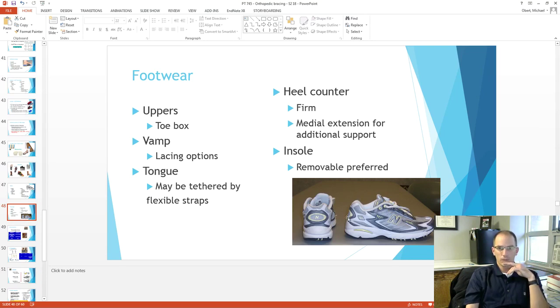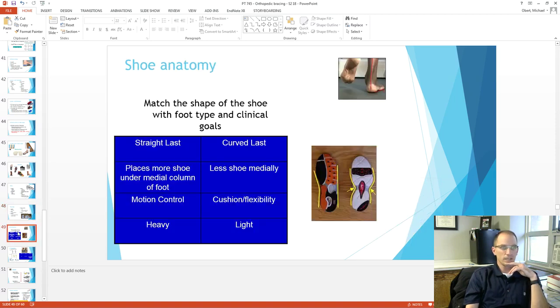We have the heel counter, which is right here. And then we have the insole. And ideally, we want to find shoes that have insoles. Unfortunately, a lot of running shoes, if it's a good brand, usually you'll be able to take the insole out.